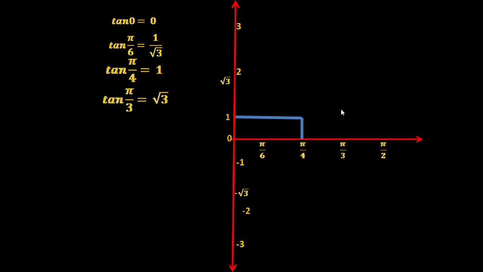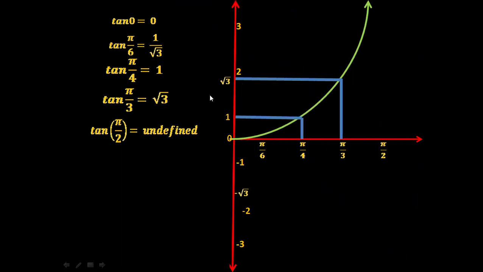Similarly, tan 60 degree, in terms of radian it is pi by 3, the value is root 3, and this point indicates pi by 3 and root 3, and tan pi by 2 is undefined. That means we don't have any value for tan pi by 2. Thus if we plot these points, then we shall get this curve for tan from 0 to pi by 2, and we could see that for tan pi by 2 we don't have any value. This curve is not touching this line through pi by 2, but definitely it is going towards infinity.